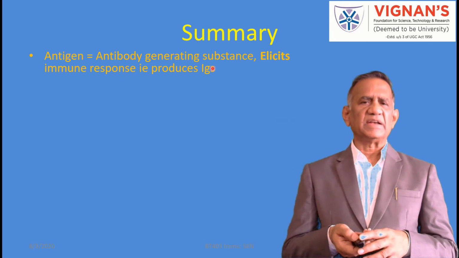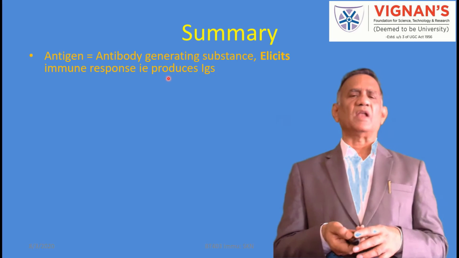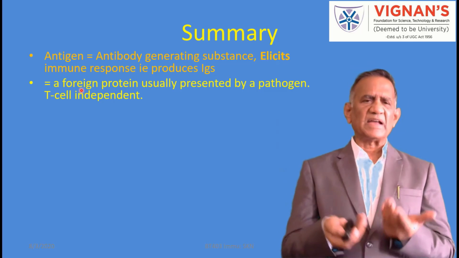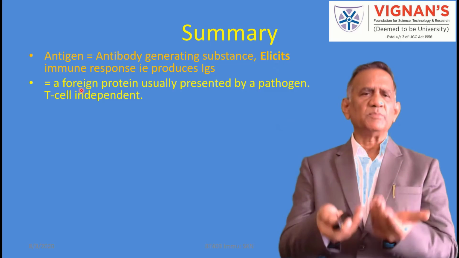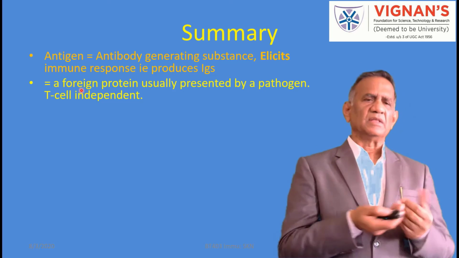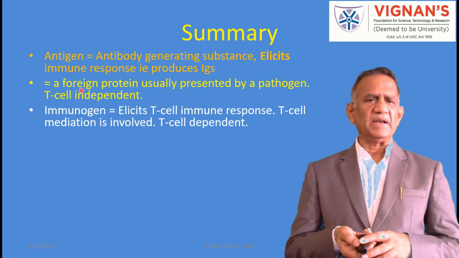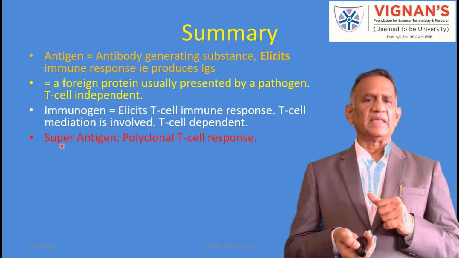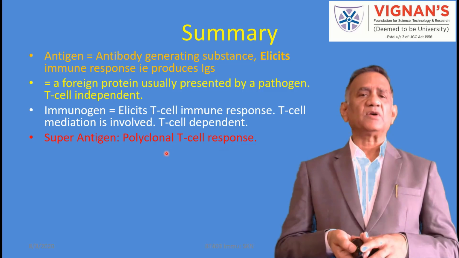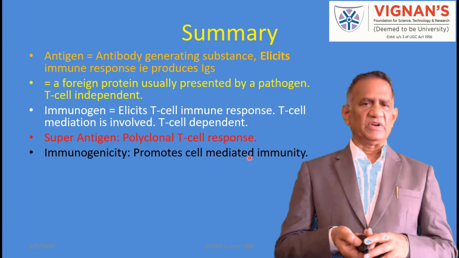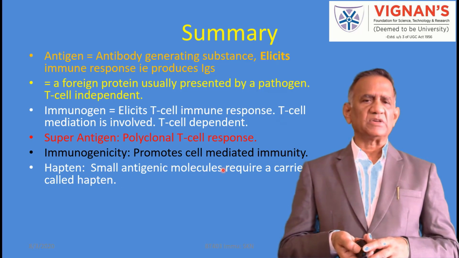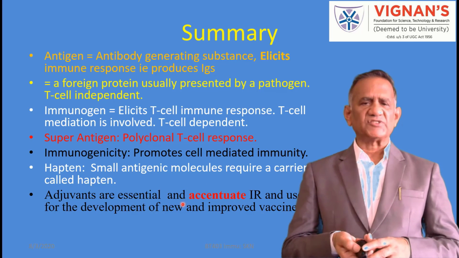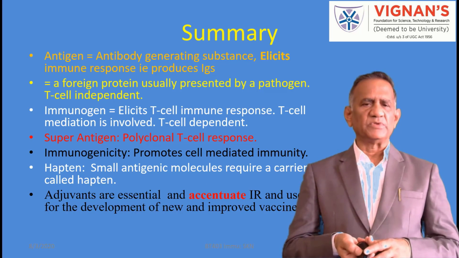An antigen is an antibody-generating substance that elicits an immune response, that is, it produces immunoglobulins. That is why the convalescent patient of COVID-19 has immunoglobulins, and those immunoglobulins are used to treat other patients through plasma therapy. A foreign protein usually presented by a pathogen can be T-cell independent. An immunogen is one which elicits a T-cell immune response, where T-cell mediation is involved, that is, T-cell dependent. There are superantigens, which require a polyclonal T-cell response. Immunogenicity promotes cell-mediated immunity. Haptens are small antigenic molecules that require a carrier. Adjuvants are essential, accentuate the immune response, and are used for the development of new and improved vaccines.